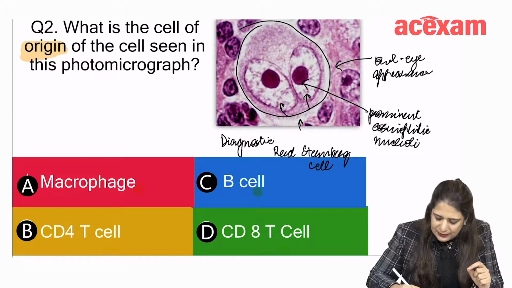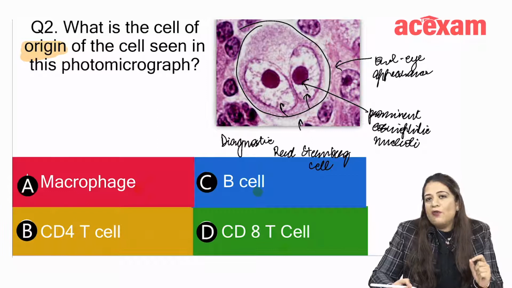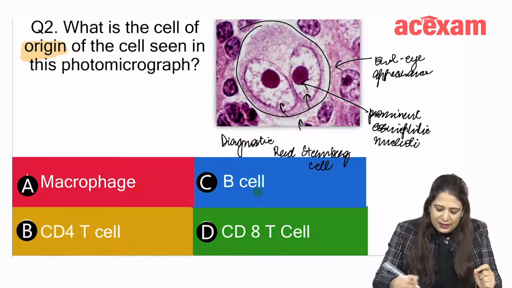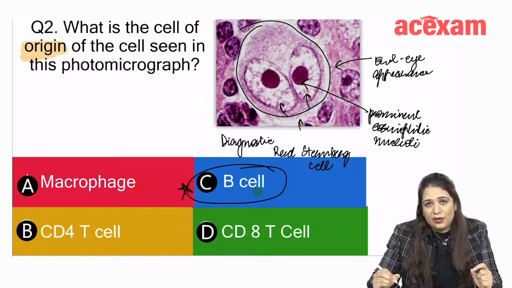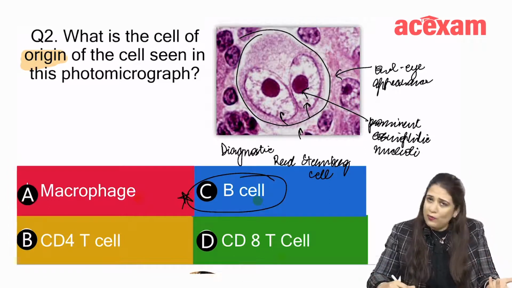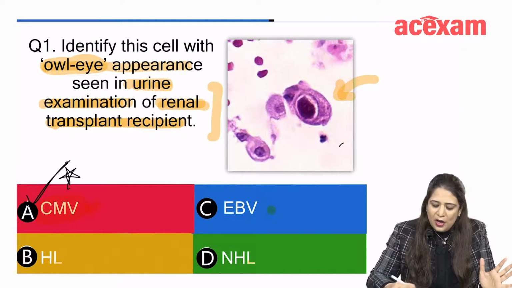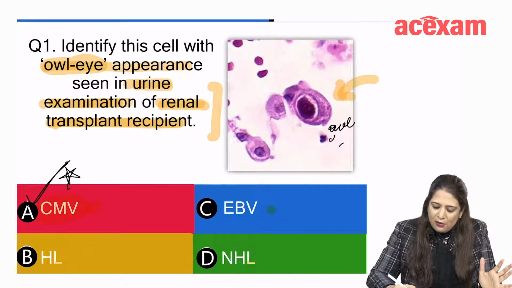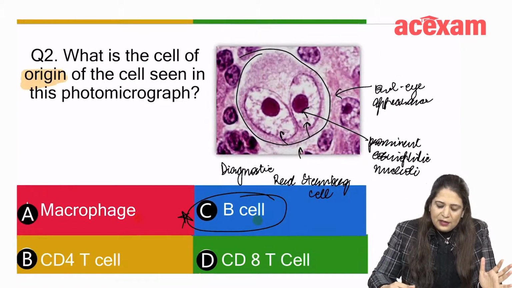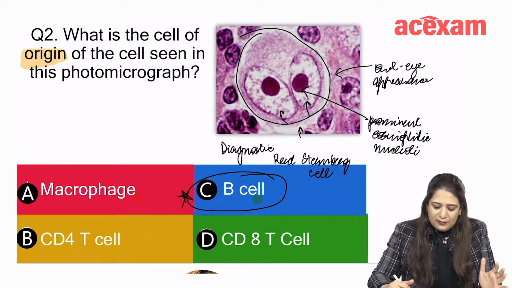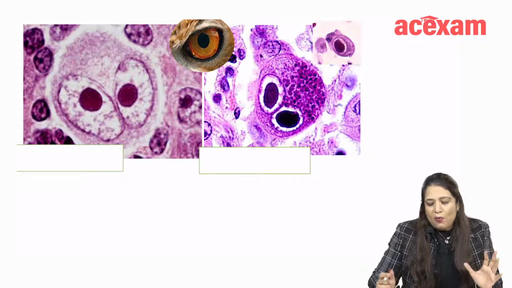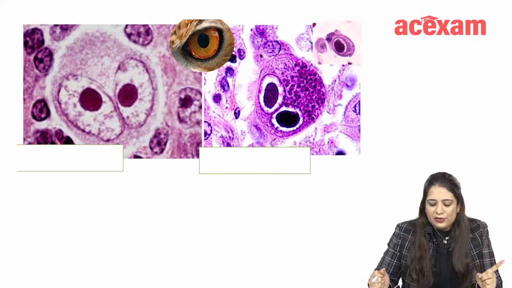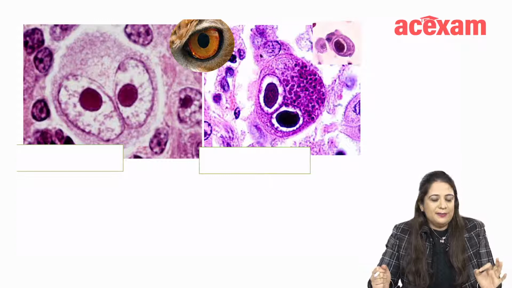you would know what is the cell of origin. The cell of origin of a Reed-Sternberg cell is actually the B cell. So this is the answer to this question. There were two questions which I just showed to you. This cell also showed owl eye appearance and this cell also showed owl eye appearance, but yet the answers were different. So let us see what we mean by owl eye appearance first and in what conditions this can be seen.